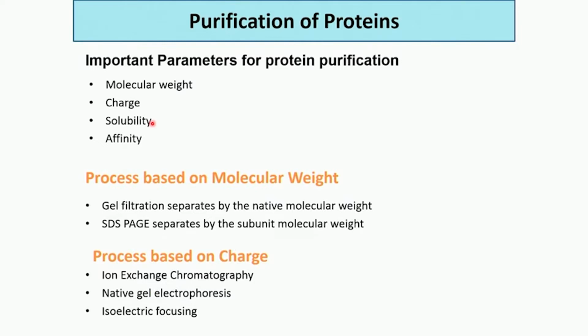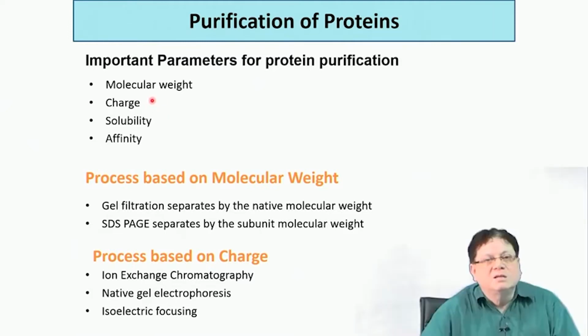Now, the basis of purification, that means what are the properties that can be used to separate the proteins, are given here. The parameters include molecular weight. So, different proteins have different molecular weights. So, based on the molecular weight, there are purification methods which separate on the basis of molecular weight. There are also methods which separate proteins on the basis of the charge that they possess.